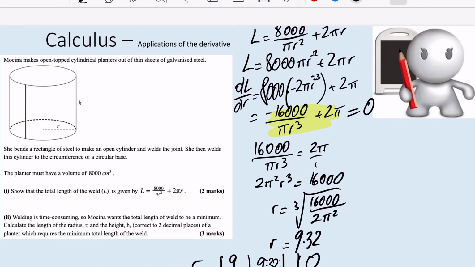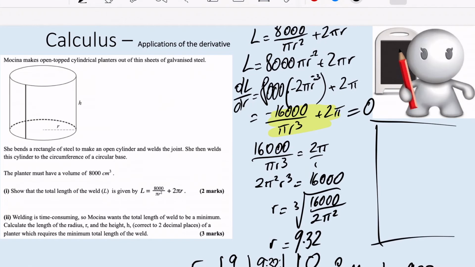So when I substitute 10, I'm going to get 1.19. Now that's a positive gradient which is increasing. Right, now based on these, I can summarize to say that therefore I've got a minimum at r is equal to 9.32, okay, which is what the question is asking me.